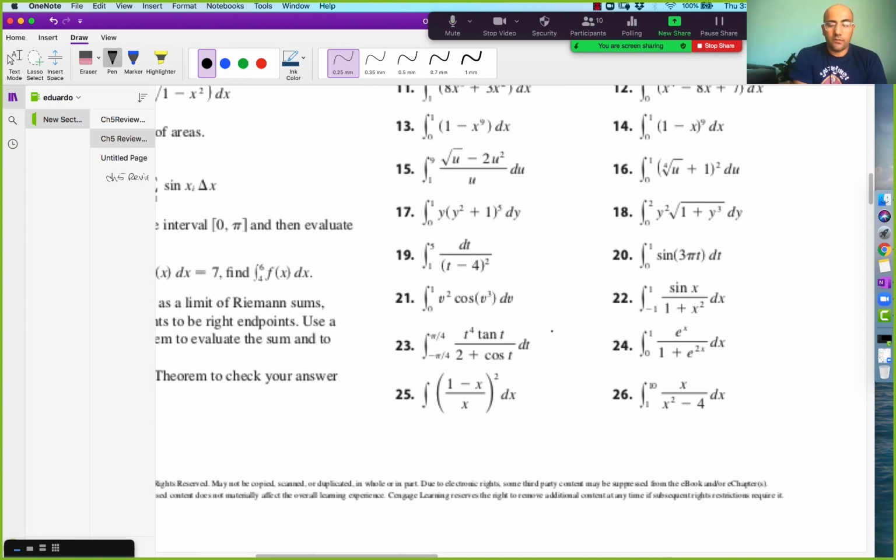Everything else is good. Man, number 23 looks scary. So ugly. Tangent to the 4th power, t to the 4th tangent of t all over 2 plus cosine of t. How do we find a function whose derivative equals that crazy thing? It's such an ugly question so early on in the study of integrals that it should be tripping off alarms that something is weird there. There really isn't anything straightforward about that.